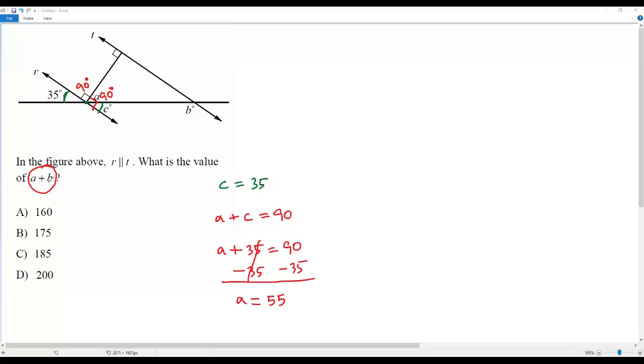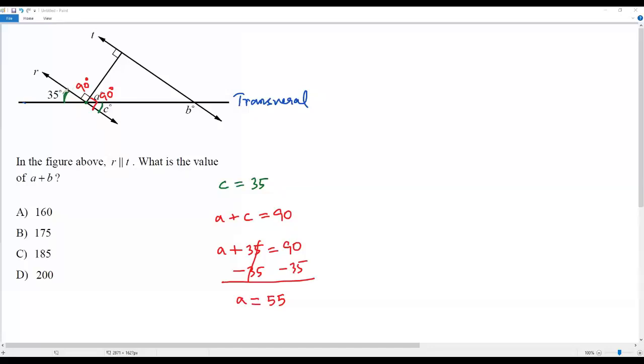Now I got the value of A. To get the value of A + B, I still have to get the value of B. Once I get the value of B, I can add A and B and answer this question. Also, the question says the lines R and T are parallel. Then what is the name of the third line which intersects both the parallel lines R and T? It's called a transversal. Whenever two parallel lines are intersected by a third line, it's called a transversal. When two parallel lines are intersected by a transversal, the corresponding angles will always be congruent.